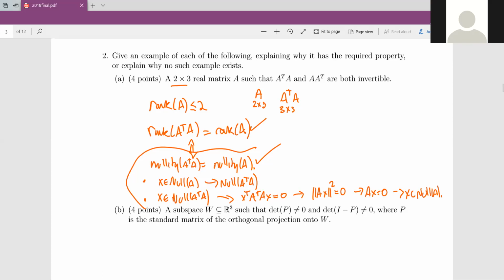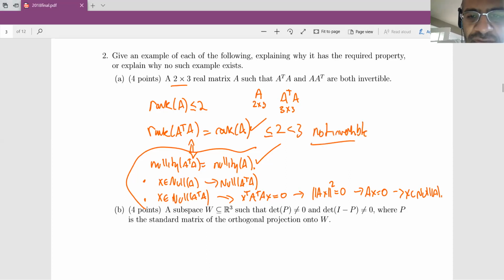Okay, but anyway, now once you have these facts, what's the conclusion? A transpose A can't be invertible, right? Yeah, exactly. So this rank is less than 2, which is strictly less than 3, so not invertible. A A transpose could be invertible because that's a 2 by 2 matrix, but not both. Okay. Any more questions about that?